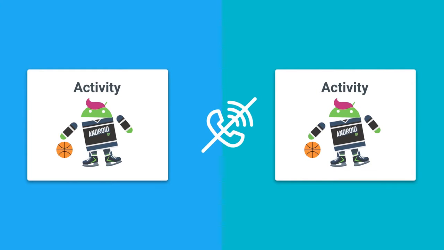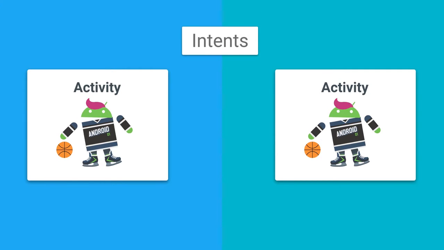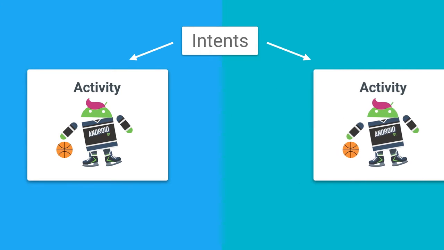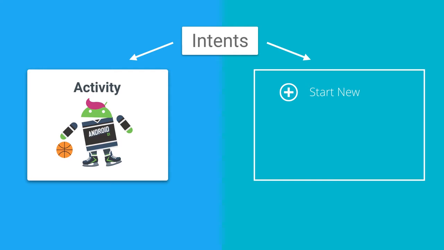Well, instead of having an activity call each other directly, Android facilitates communication using messaging objects called intents. Intents let an app request that an action take place. And that could be anything from starting a new activity to picking or displaying a photo from your phone gallery or making a phone call.